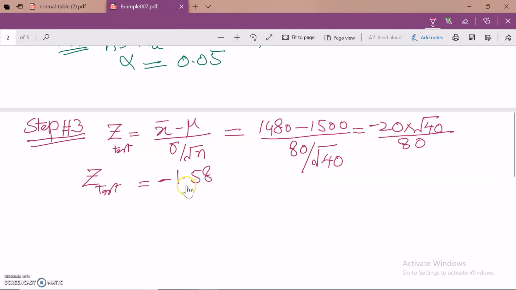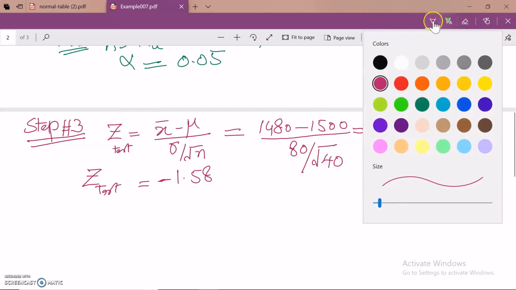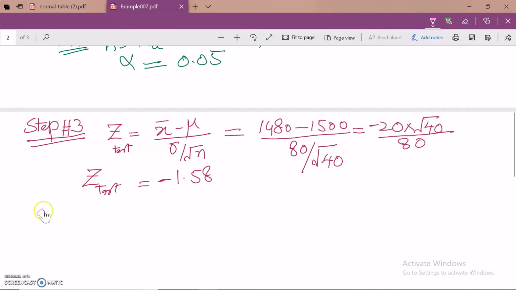This value will help us in deciding this hypothesis test, after finding the p-value. So now we move to step number 4, and in step number 4, we find the p-value, right? So let's write step number 4. In step number 4, we find the p-value.